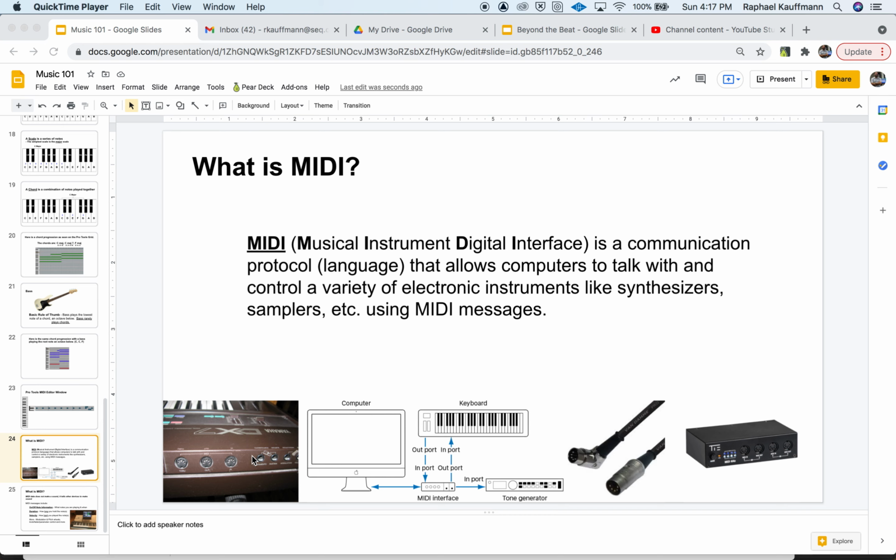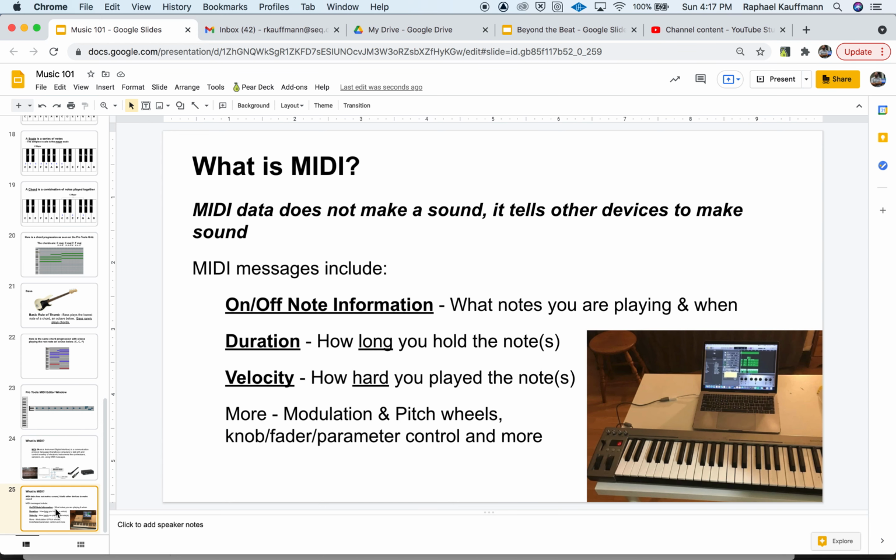Well, what kind of information is MIDI? It is not sounds. MIDI data makes no sound. It tells other devices, other instruments, to make sound.